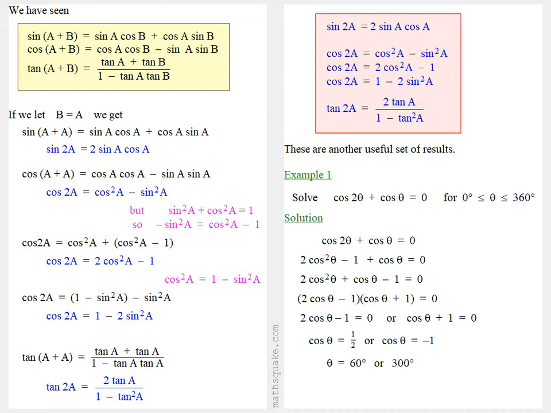Now if cos theta is a half, then theta is 60 degrees or 300 degrees. And if cos theta is minus 1, then theta is equal to 180 degrees. So our answer is theta is 60 degrees or 300 degrees or 180 degrees.